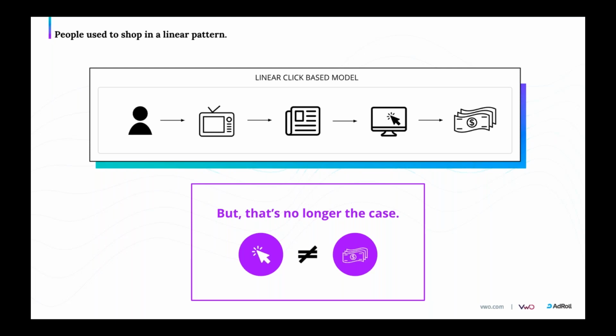However, this really isn't the case anymore. The customer journey has become a lot more complex, and there are a lot of different ways to help marketers better understand how their dollars are being spent online than by looking at just a linear click-based attribution model. And there are a few reasons for this, right?